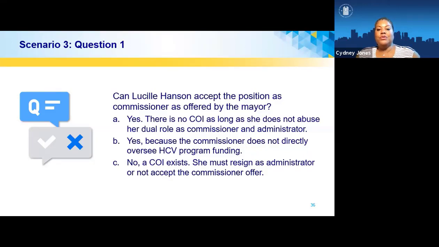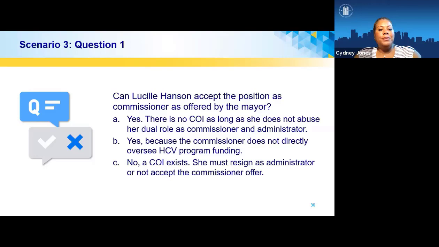All right, what did you say? Can Lucille accept that position? Very good. No, she may not. A conflict of interest exists. She would have to resign as an administrator of her properties, or she would have to decline the position. All right, very good. Good job.